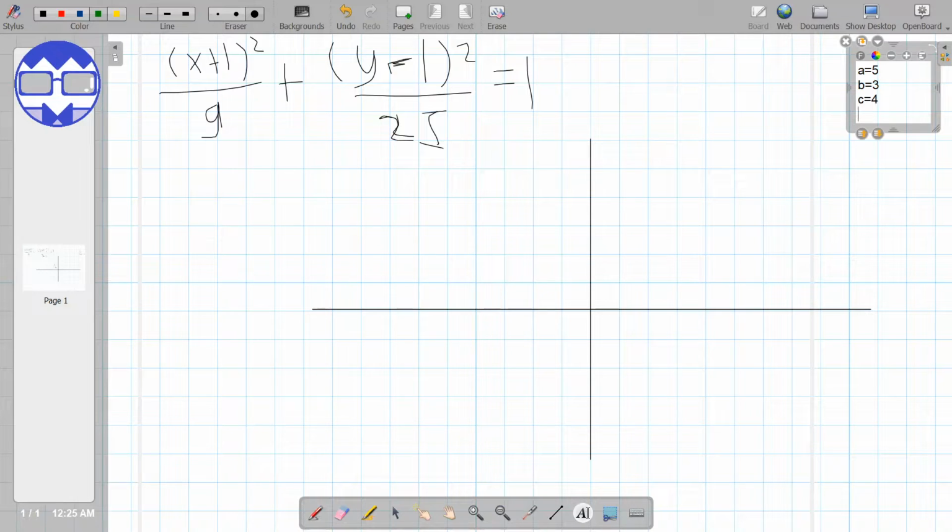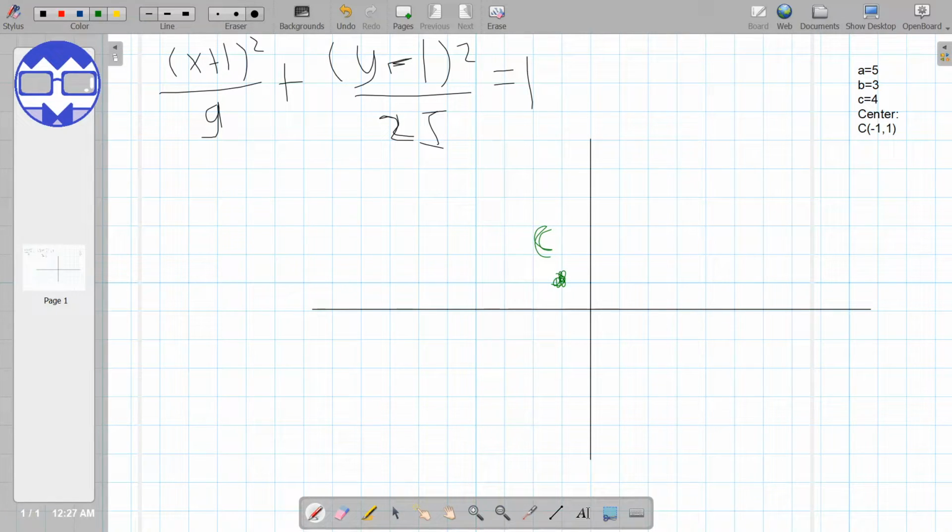Obviously, we can also see that the center is simply, since this is plus 1, negative 1, and this is minus 1, so positive 1. So the center is negative 1 and positive 1. We can graph already. Using our data, the center is negative 1, positive 1, so negative 1 going to the left and positive 1 going up. So that is our center.